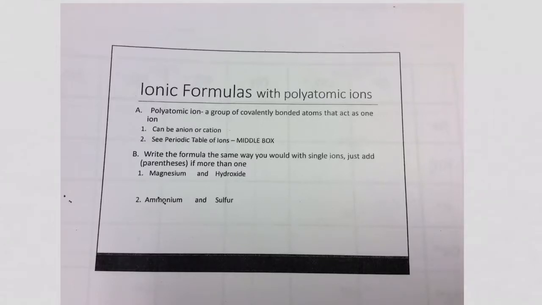Hey, now you have learned how to do basic ionic formulas, usually called binary formulas, but I don't like to worry about words like that. But now we need to move on to something that's more complicated. It's called using ionic formulas with polyatomic ions. So let's break that word down.